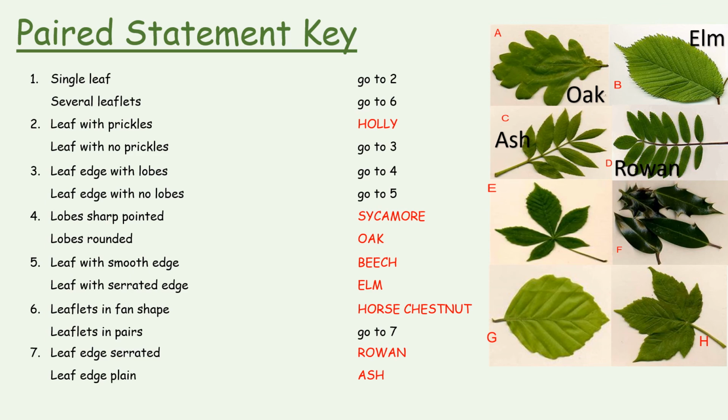Okay, so for E, we've got several leaflets, so we have to go to 6. And our leaflets are in a fan shape, so it's going to be the horse chestnut. Well done if you got that correct. Let's go over F. So F is a single leaf, so we've got to go to 2. And the leaf has prickles, so it's going to be holly.